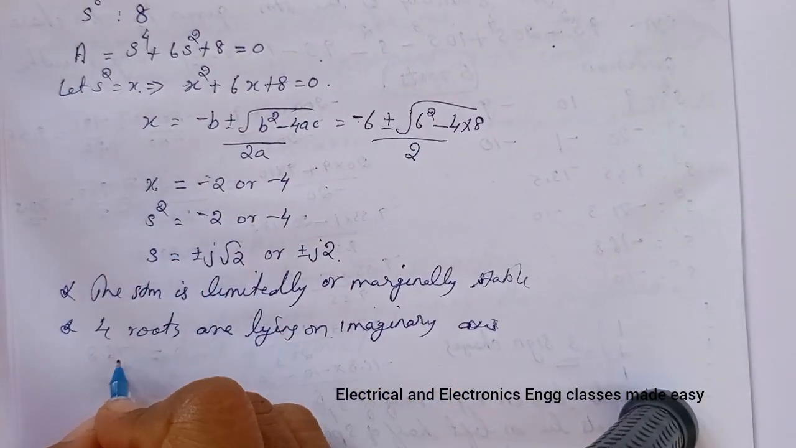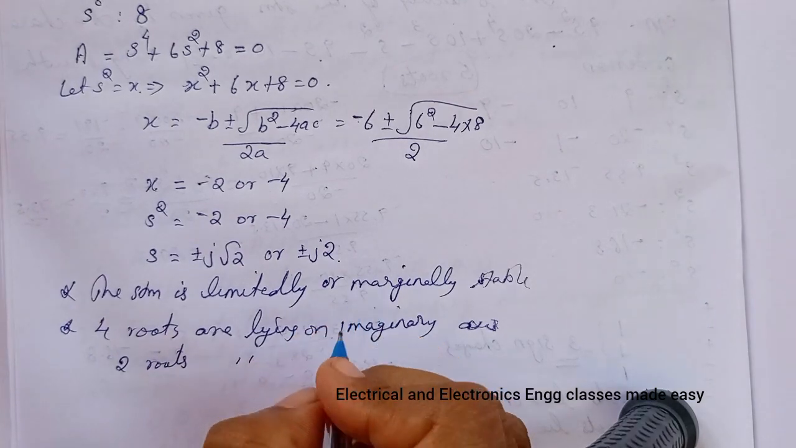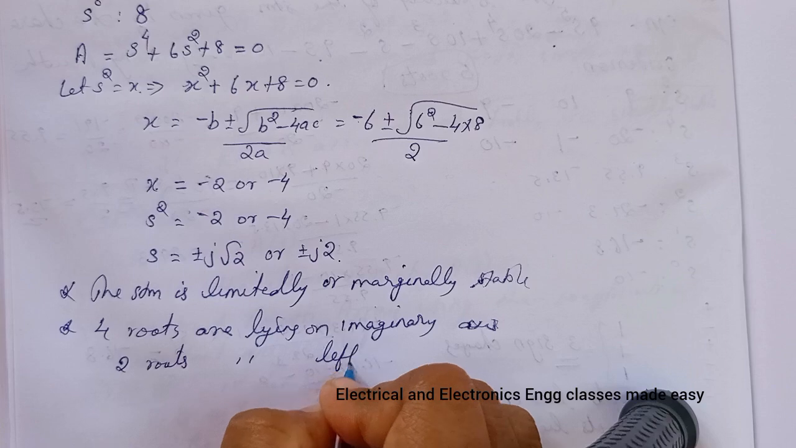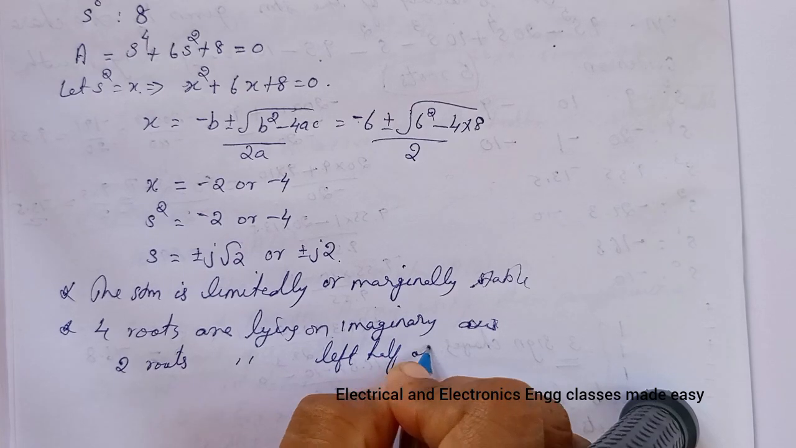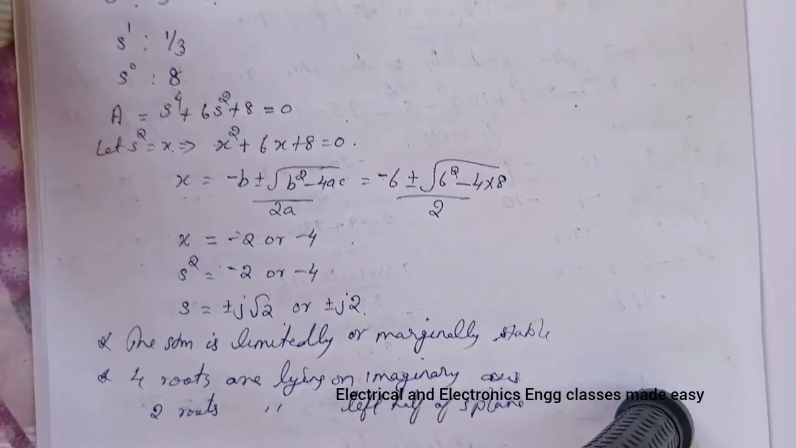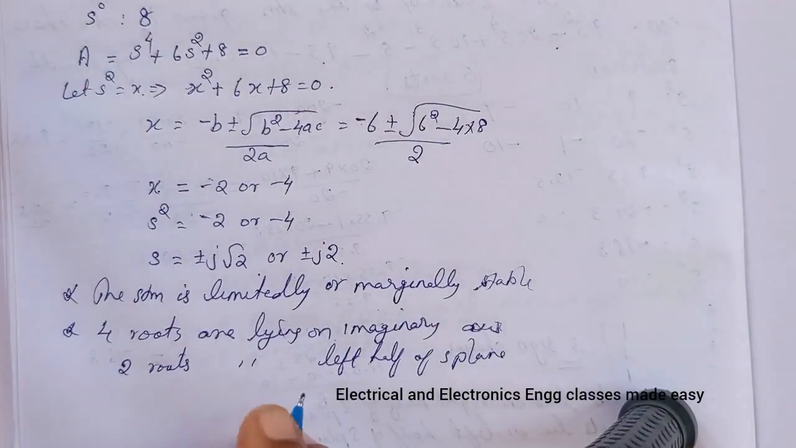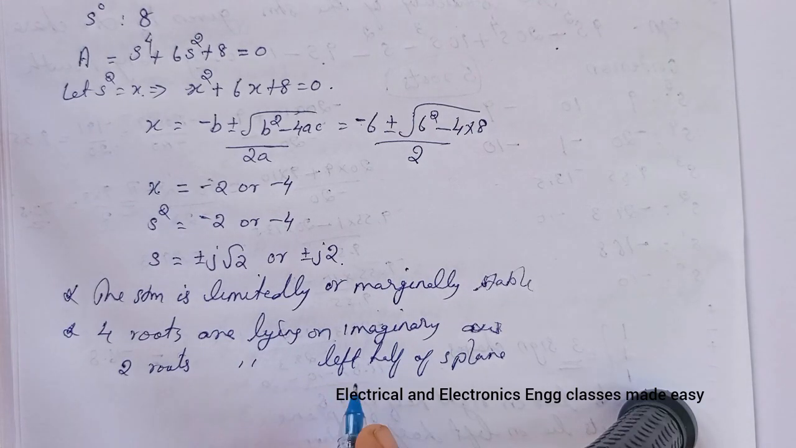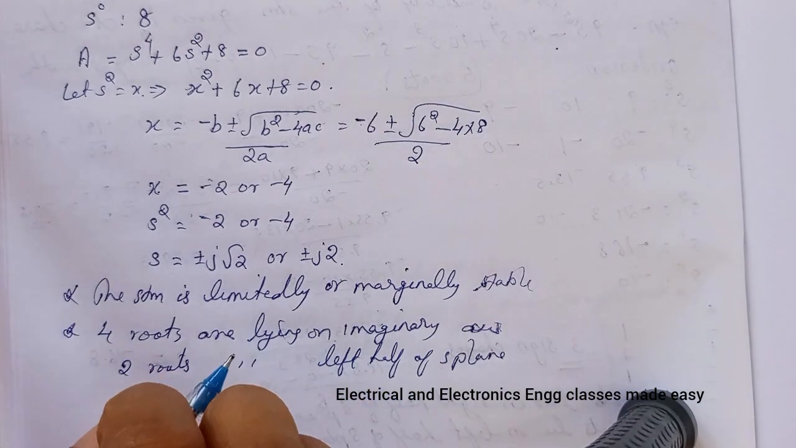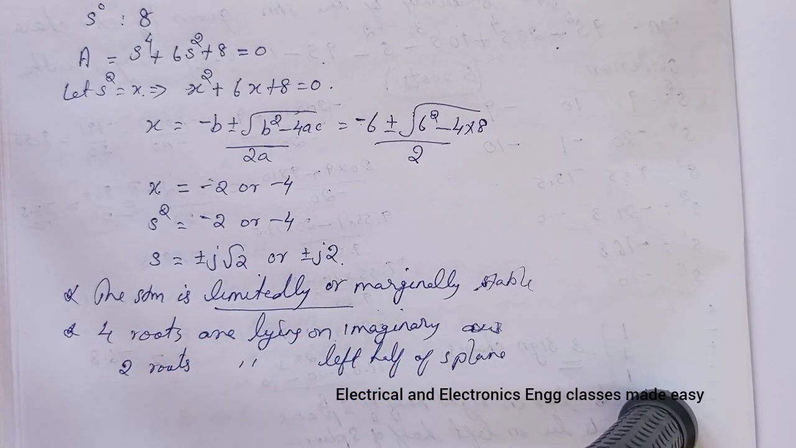So, the remaining 2 roots are lying on the left half of S plane, because in the Routh array there is no sign change. So, no roots are lying on the right half of S plane. So, this is the conclusion of this problem.